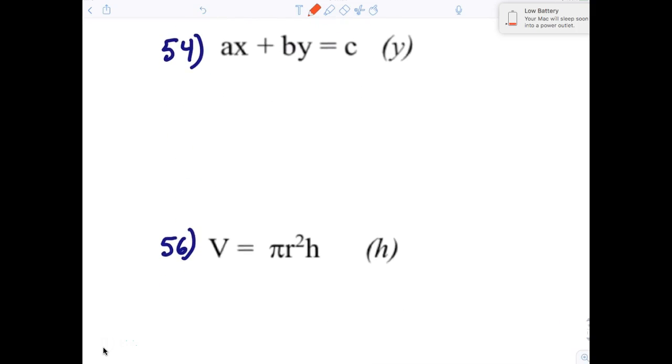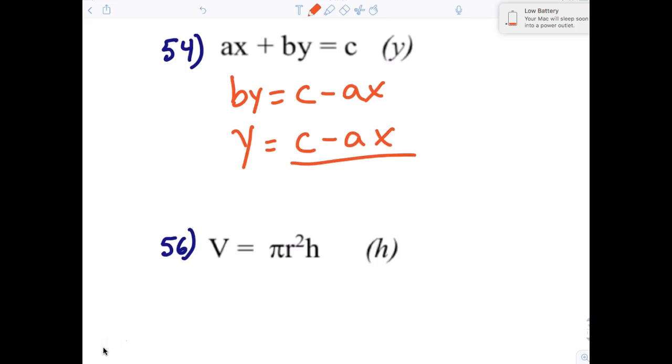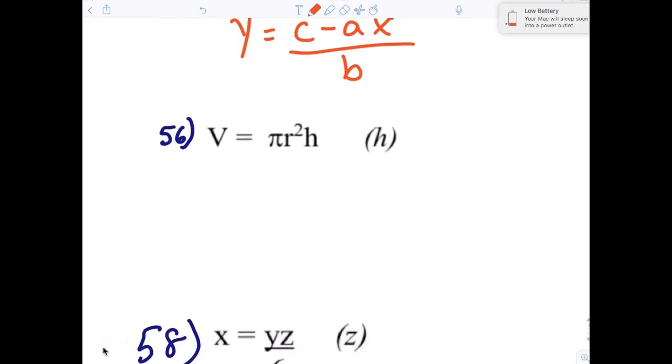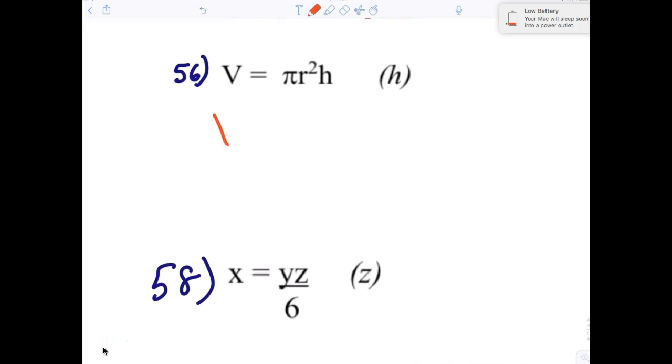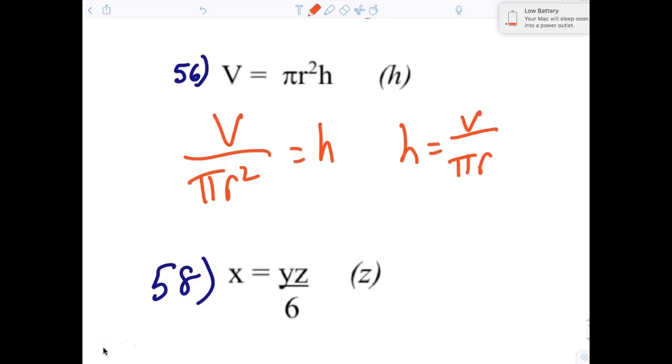So now, here we go. Solving for y. All right, I have by equals c minus ax, right? So y equals c minus ax all over b. Now 56 is an easy one because again it's all multiplication, so to get rid of the multiplication, v over pi r squared is equal to h, so h equals v over pi r squared.